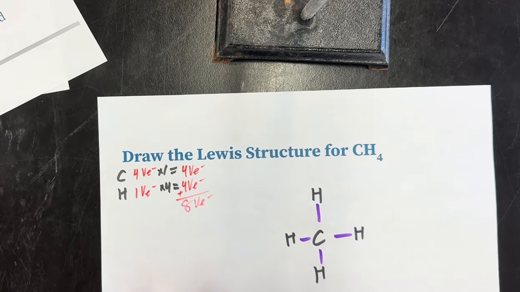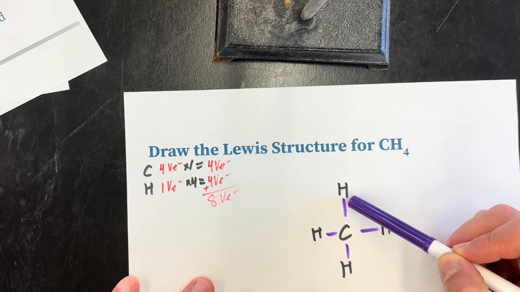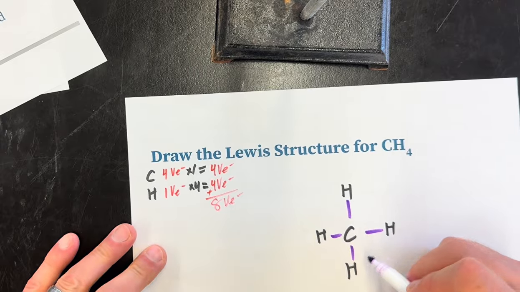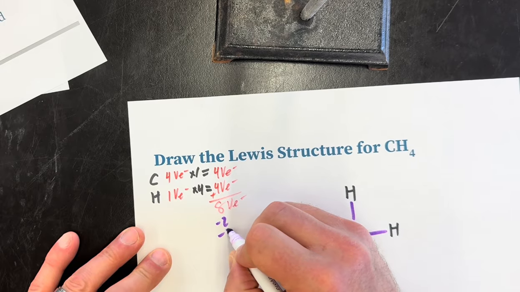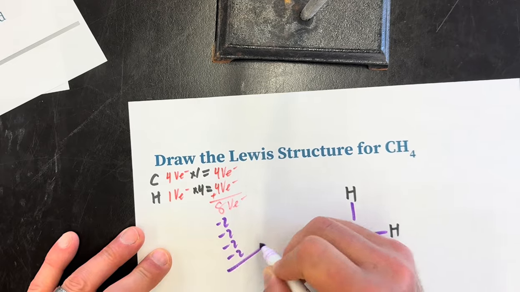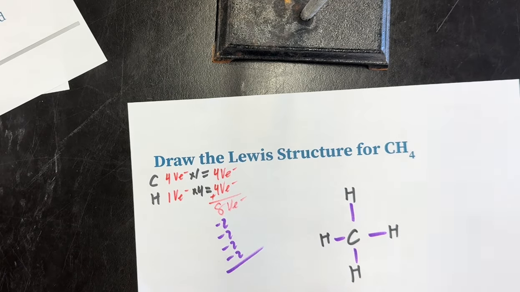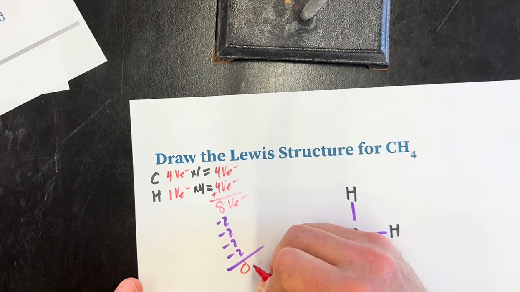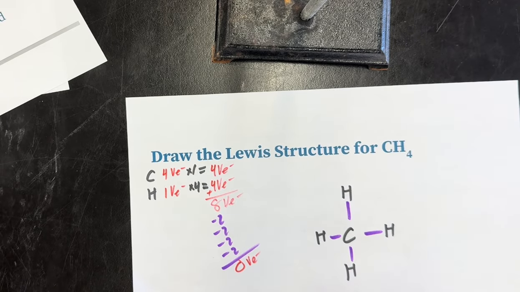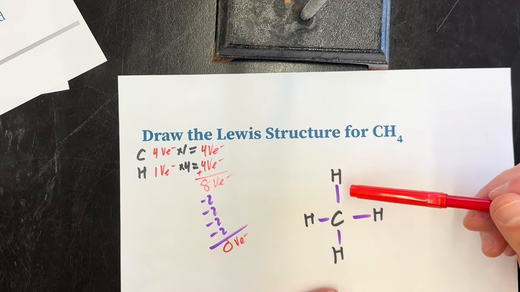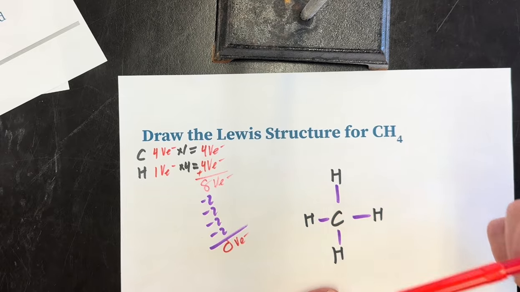Now, if a bond is equal to 2 electrons, and I've used 4 of them, I do minus 2, minus 2, minus 2, minus 2, from a total of 8, for 0 electrons left over. So the question then is, did I use all 8 electrons? 1, 2, 3, 4, 5, 6, 7, 8, check.